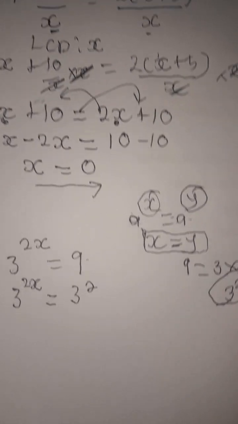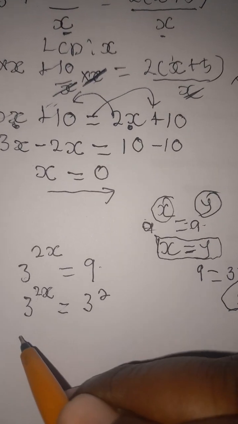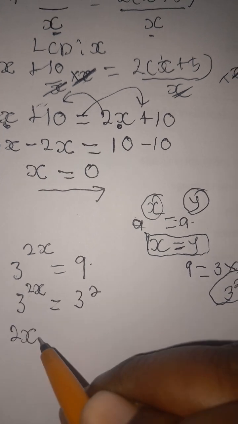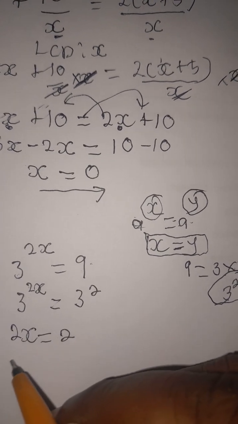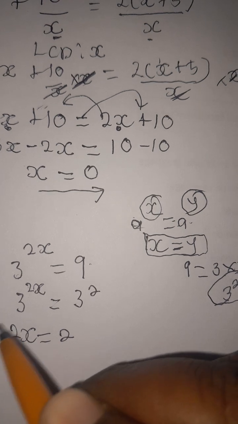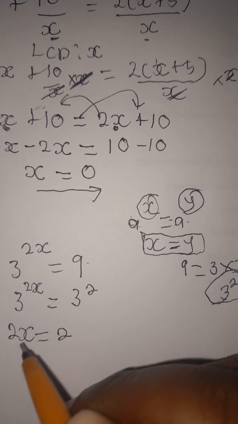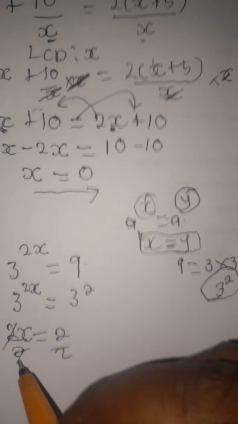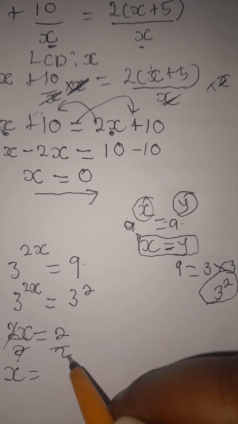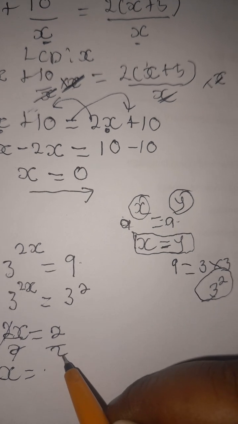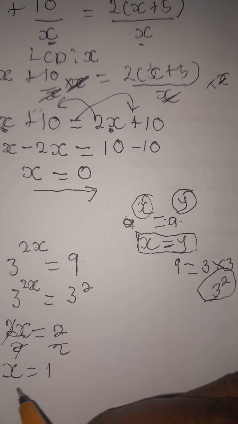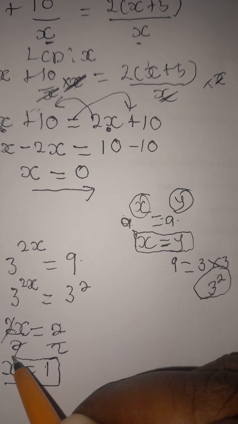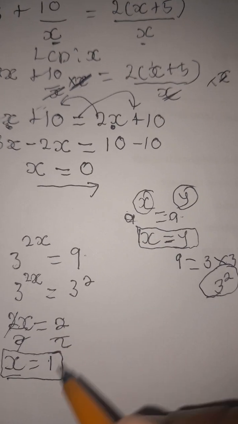What is the next step? The next step is to drop the exponent. So in this case, it will be 2x, which will be equal to 2. Then because you want to make x the subject of the formula, divide both sides by 2. This and this, they cancel. How many times does 2 go into 2? It goes once, right? So x will be equal to 1. So we have x is equal to 1.